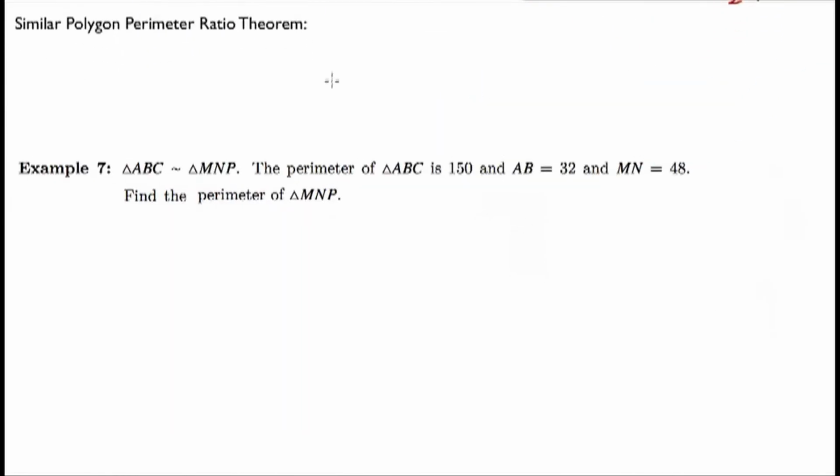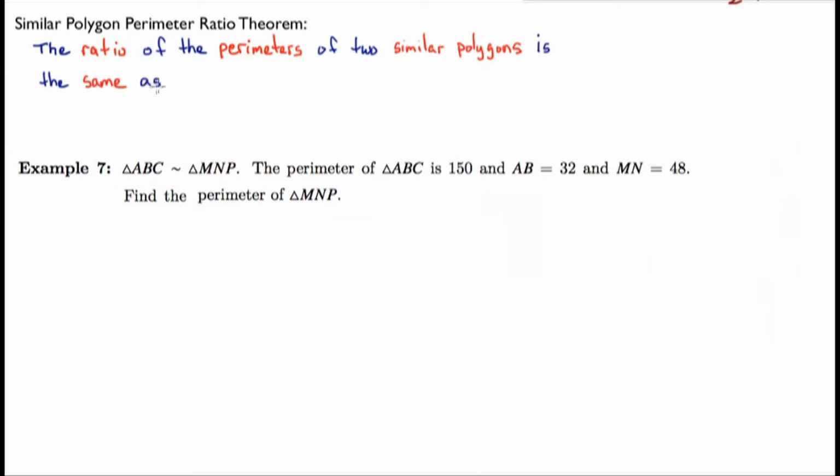Okay, similar polygon perimeter ratio theorem. Just from above, we saw that the ratio of the perimeters of two similar polygons is the same as the ratio of the sides.